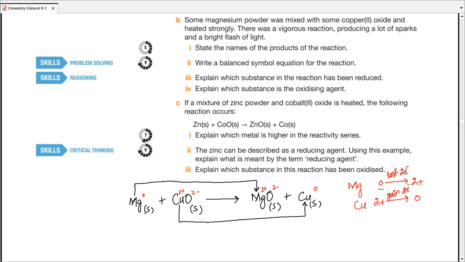Loss of 2 electrons means this is oxidation, and gain of 2 electrons tells us that this is reduction. To be more precise, oxidation means this is a reducing agent, and reduction means this one is the oxidizing agent. Now if I write this one as the oxidizing agent and this one as the reducing agent, I'd be correct.